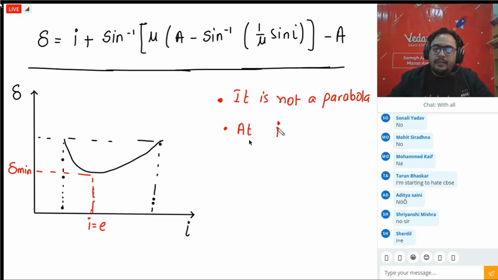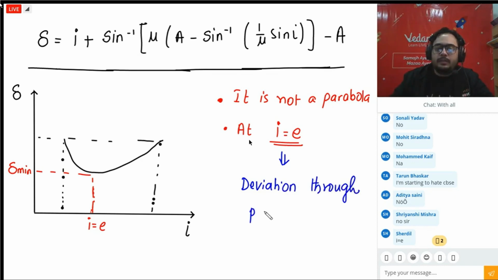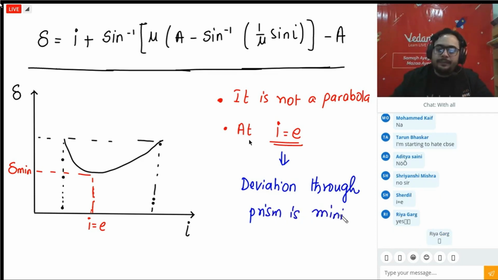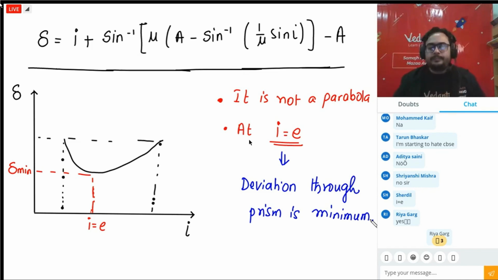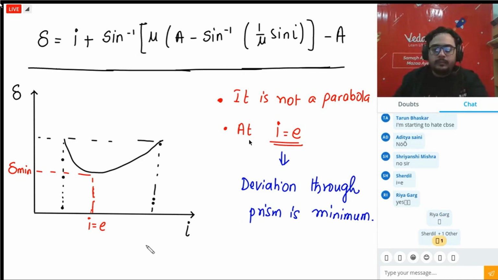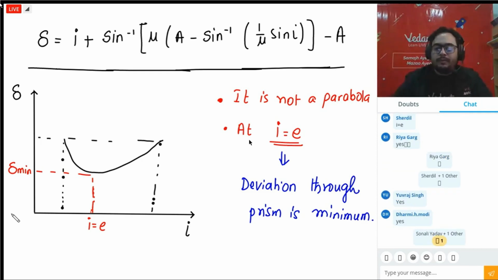When angle of incidence is equal to angle of emergence, deviation through the prism is minimum. अरे समझ आया क्या? This is all you had to remember. When I is equal to E, deviation through prism will be minimum. Is it clear? बताइए. So now what is important? What you have to remember? Let me tell you that.